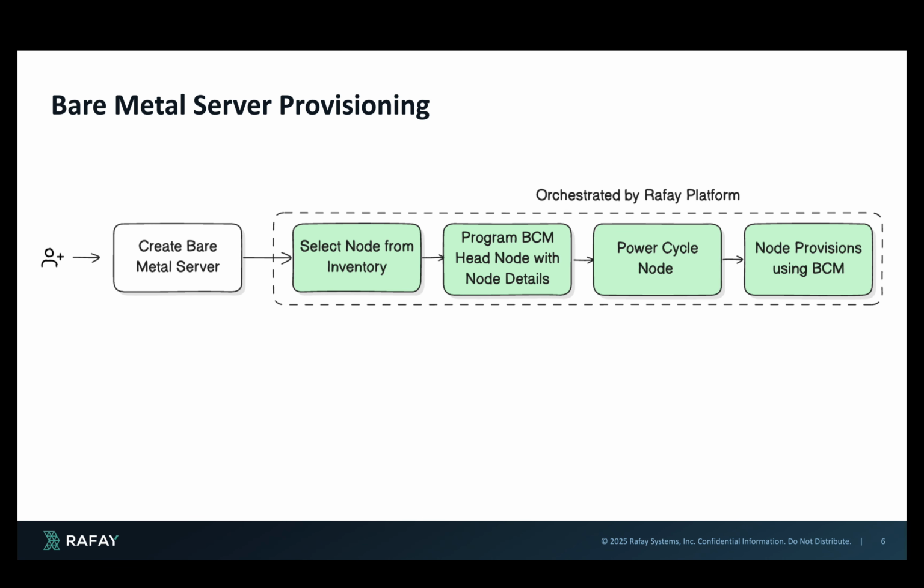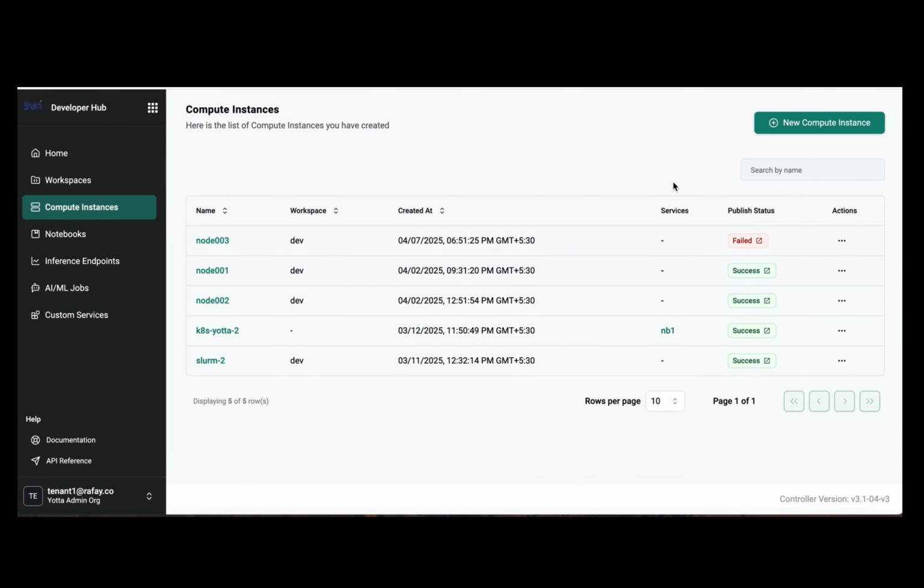So when the user goes and clicks on create a bare metal server, a node is selected from the inventory. The BCM is programmed, the node is power cycled, and the node provisions using BCM. Let's see what that looks like using Rafay.